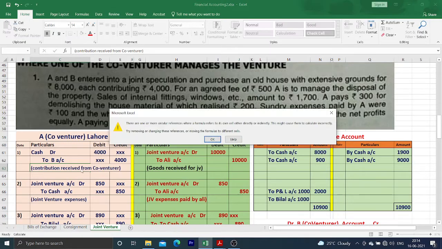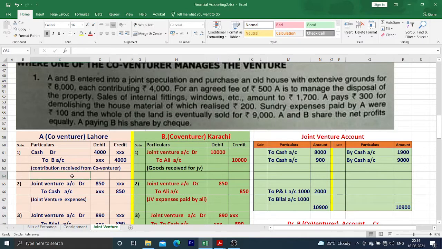With the 4,000 amount from B and his own 4,000, he purchased the old house. Joint venture account debit to cash account 8,000. Old house purchased for JV. Okay, right? And his fee is 500.